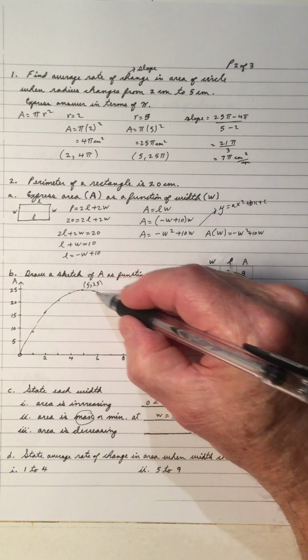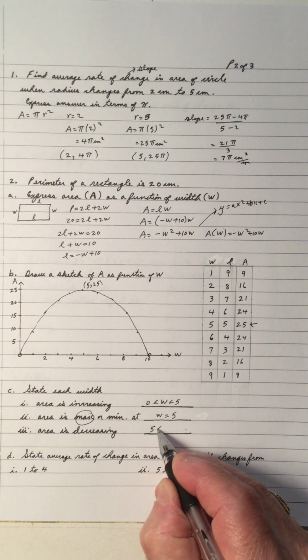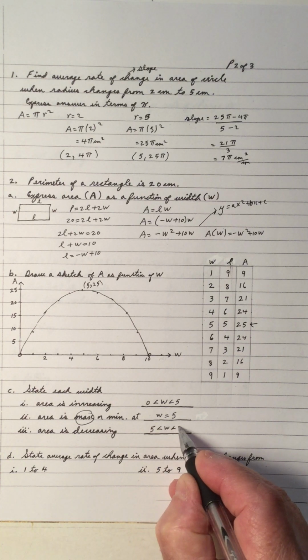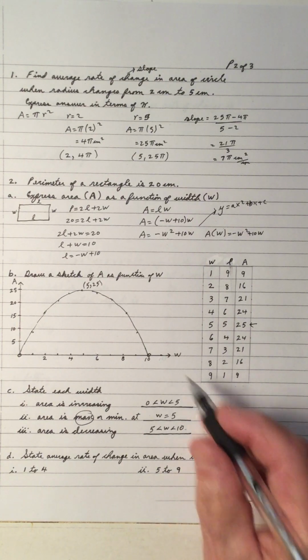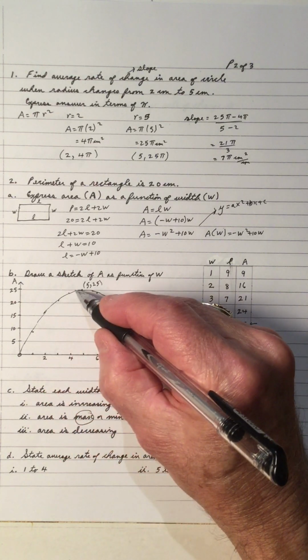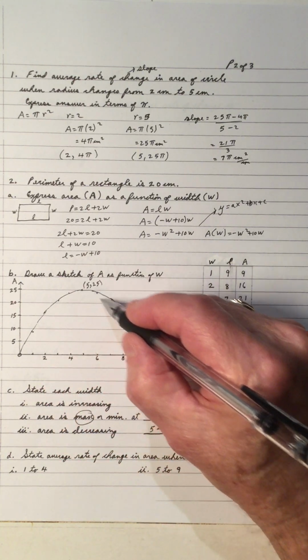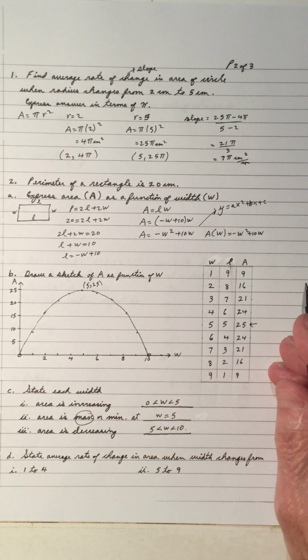So the area is a function of W, so Y is a function of X. And it's decreasing on this side. So it's decreasing when the width is 5 less than or equal to W less than 10. So again, it's increasing on this side, decreasing on this side. Slope here is positive, up to the right. Slope here is negative, going down to the right.